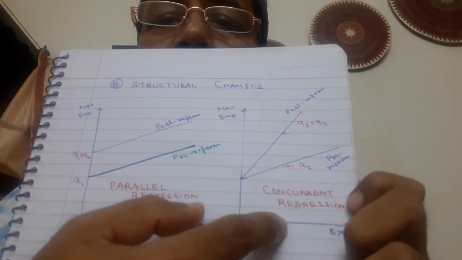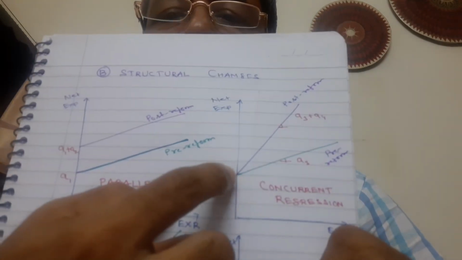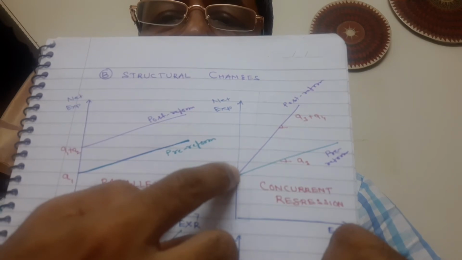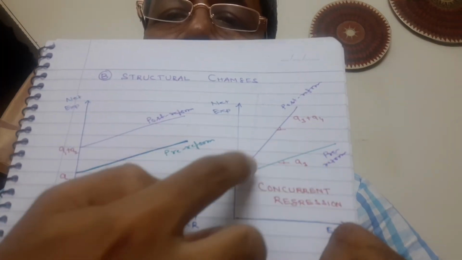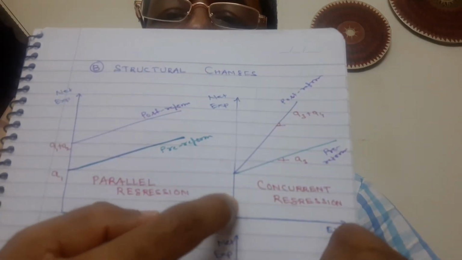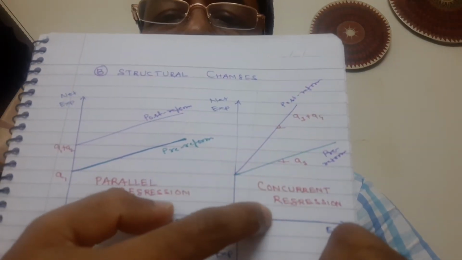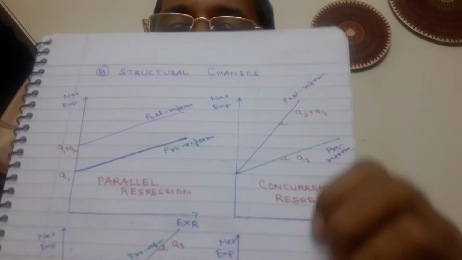The second one is a case where there is no structural change in the intercept, it remains the same, but the slope is different. This is the pre-reform period slope, and this is the post-reform period slope. This type of regression is known as concurrent regression.